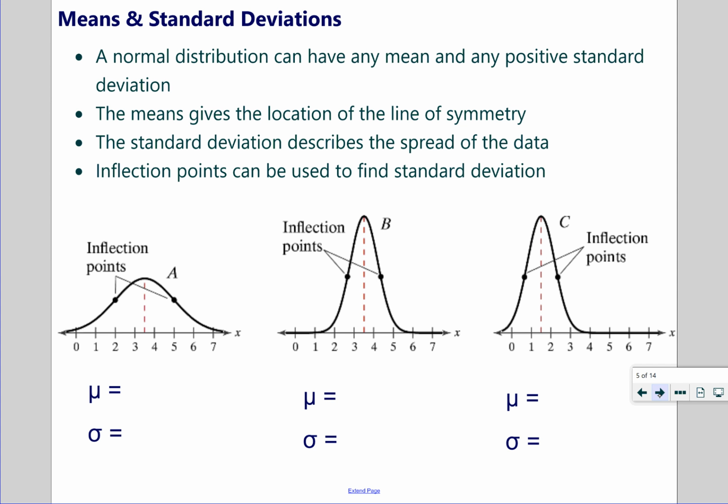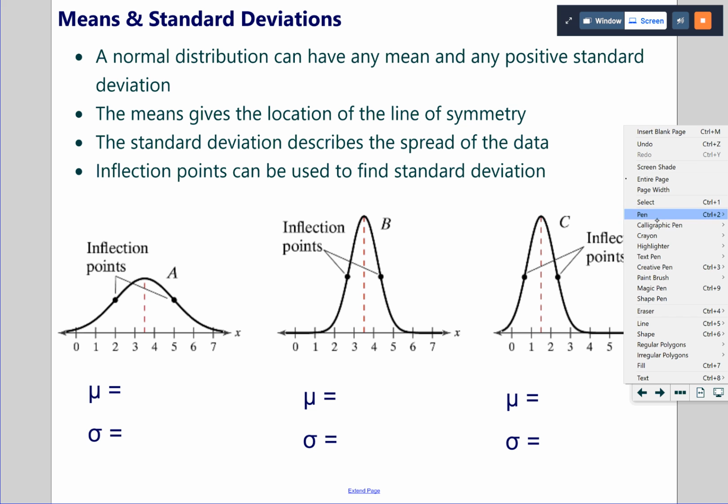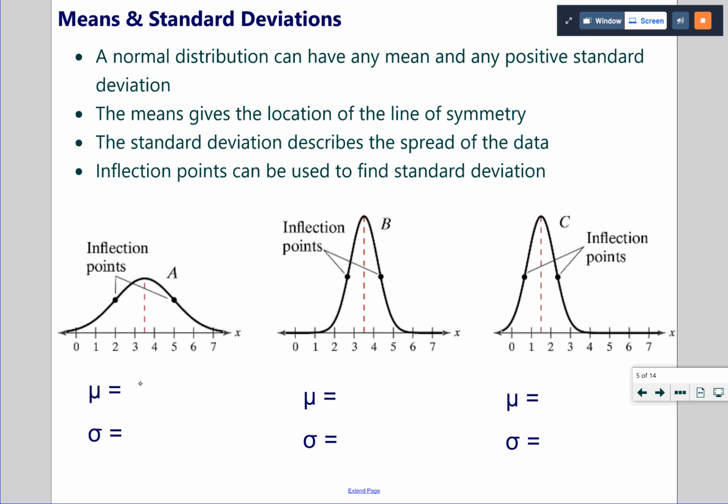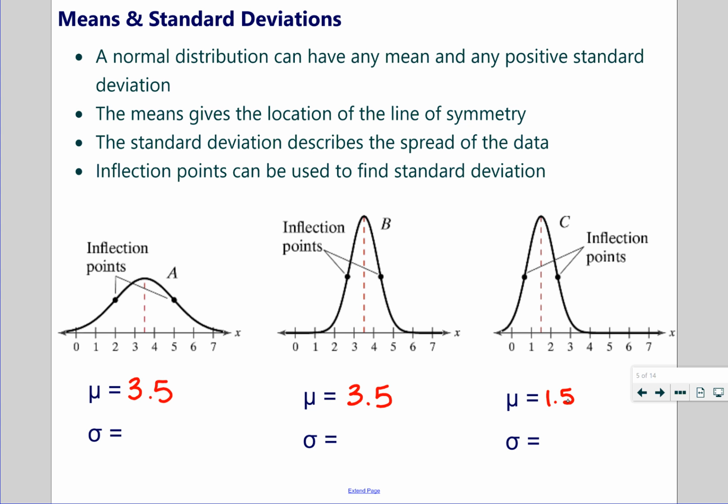So can you tell me for graph A what the mean is? 3.5. What's the mean for graph B in the middle? Also 3.5. And the mean for chart C there? 1.5. Good. Okay, now if I want the standard deviation, we're going to use those inflection points.